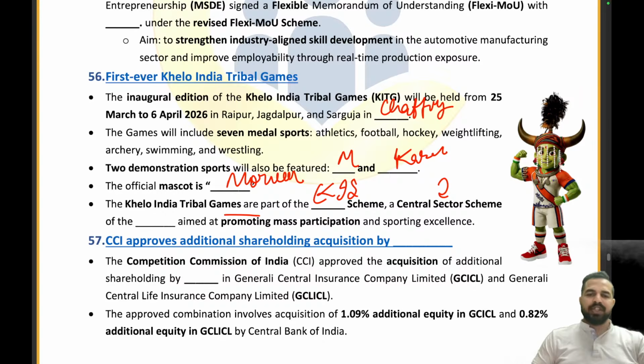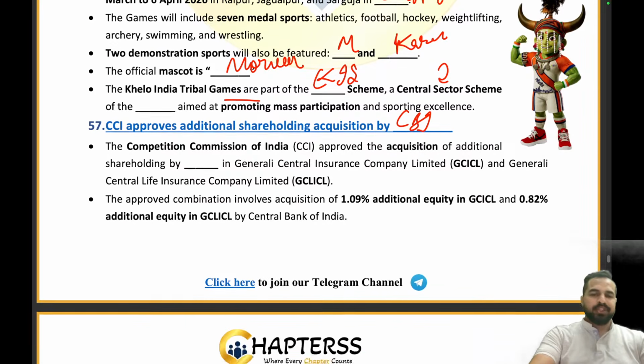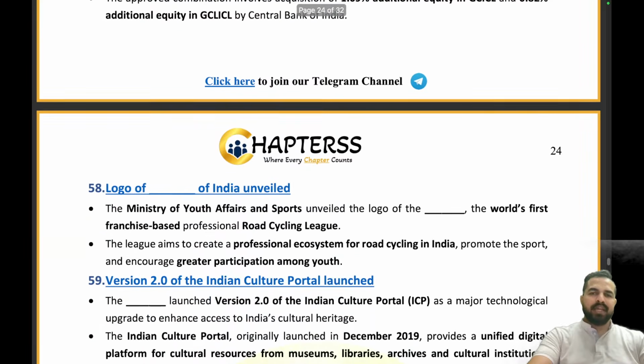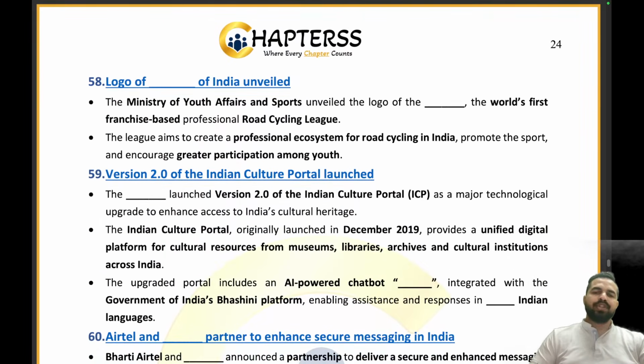CCI has approved the additional shareholding acquisition by Central Bank of India in the CGICL. Now, logo of which particular league has been unveiled? That is the Cycling League of India. The world's first franchise based professional road cycling league.